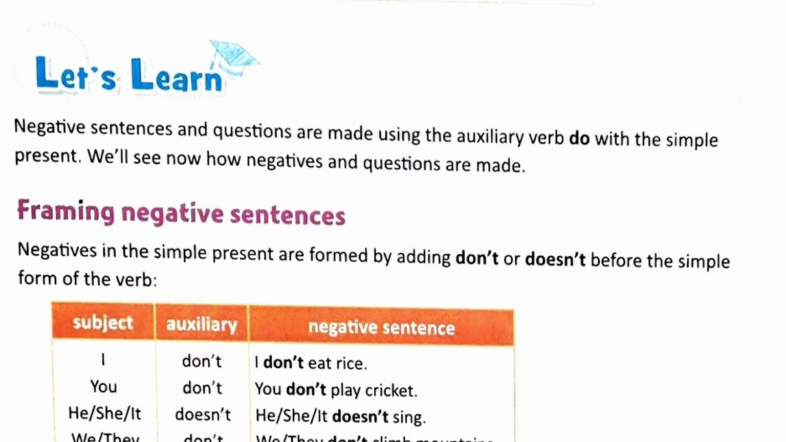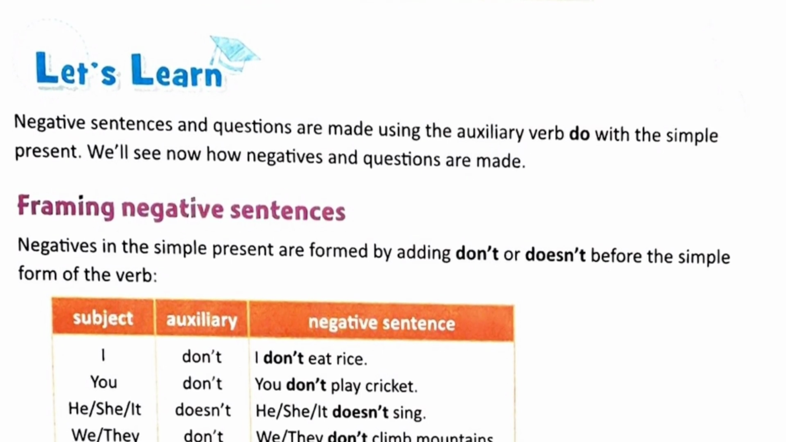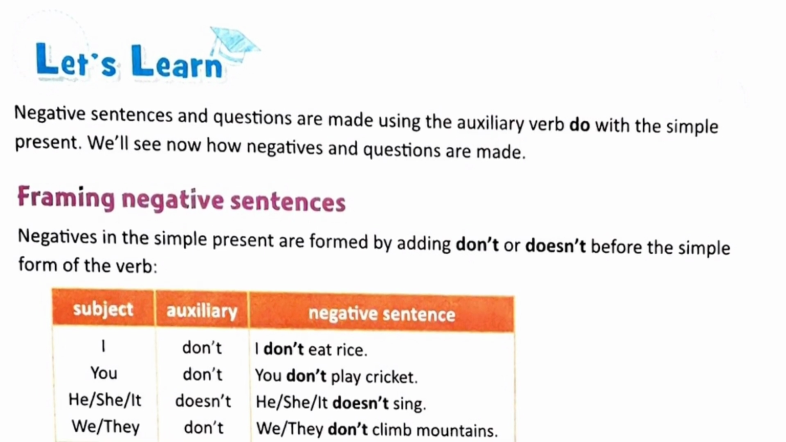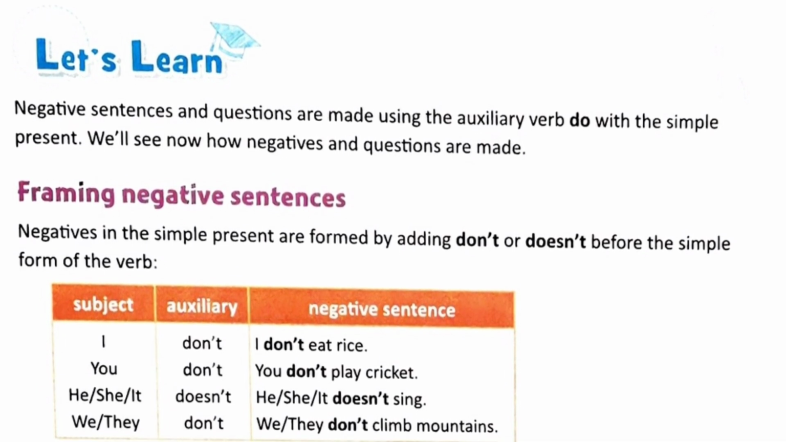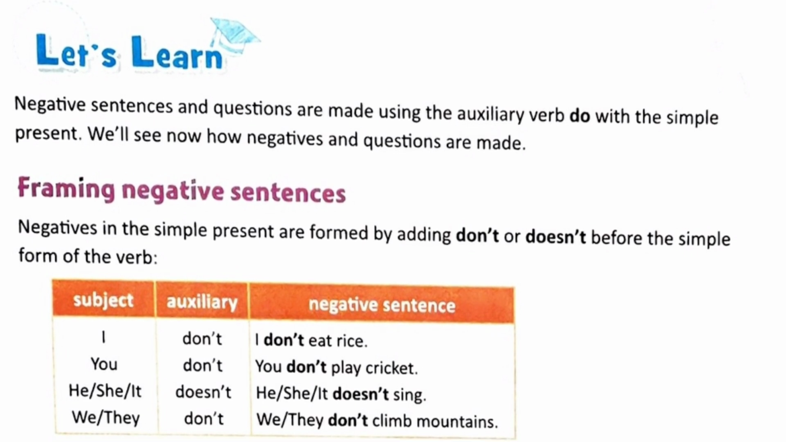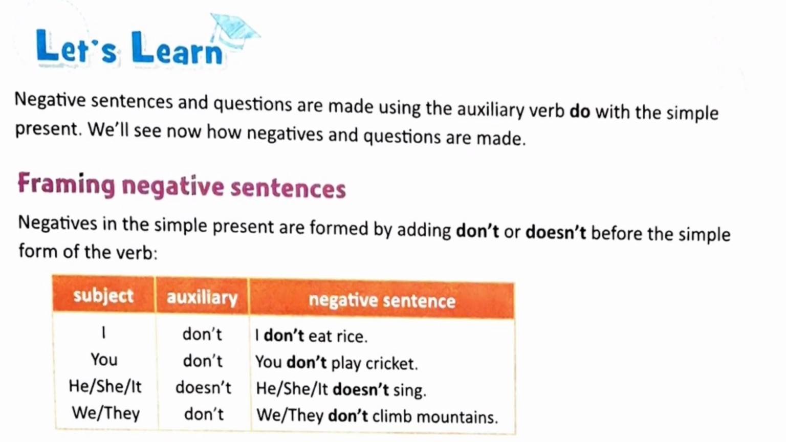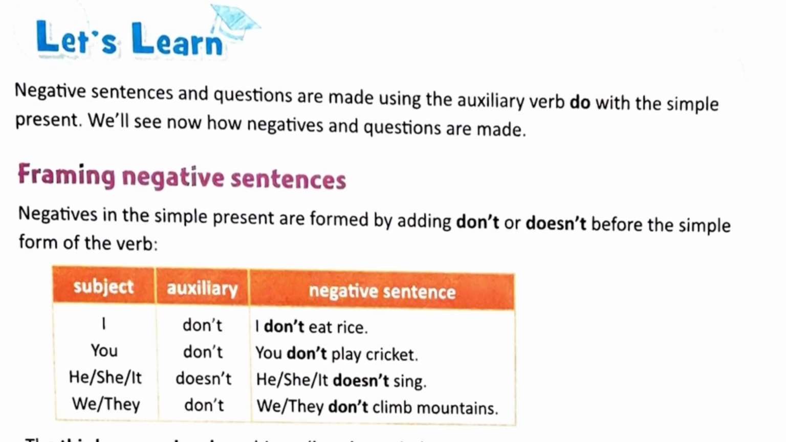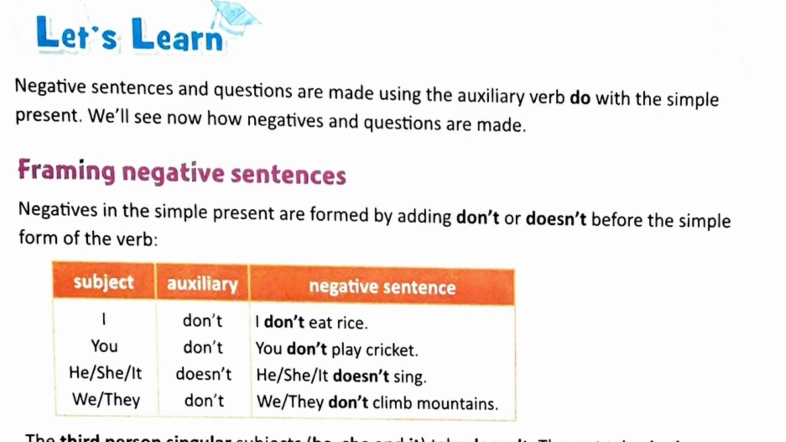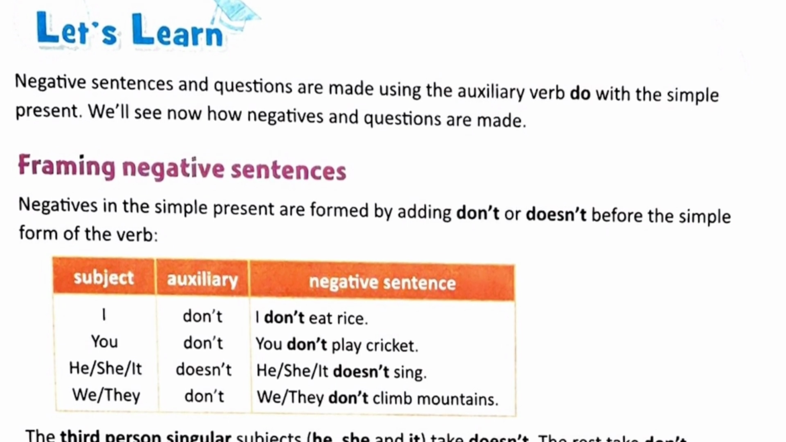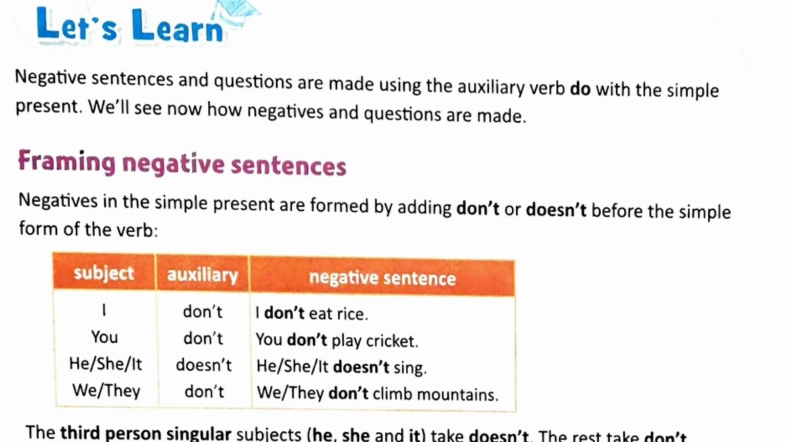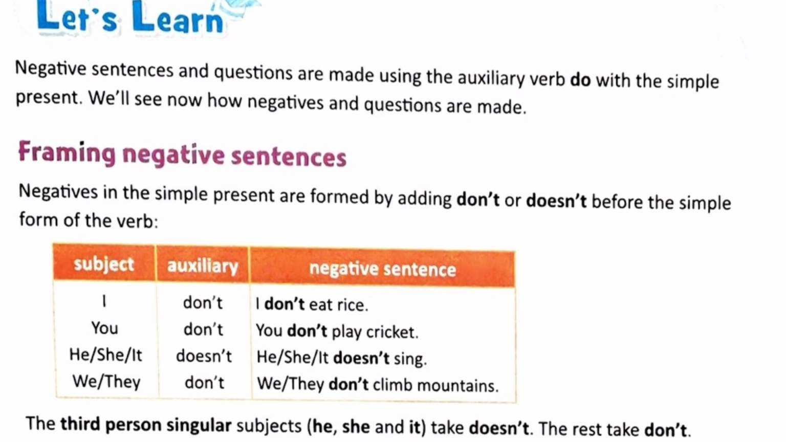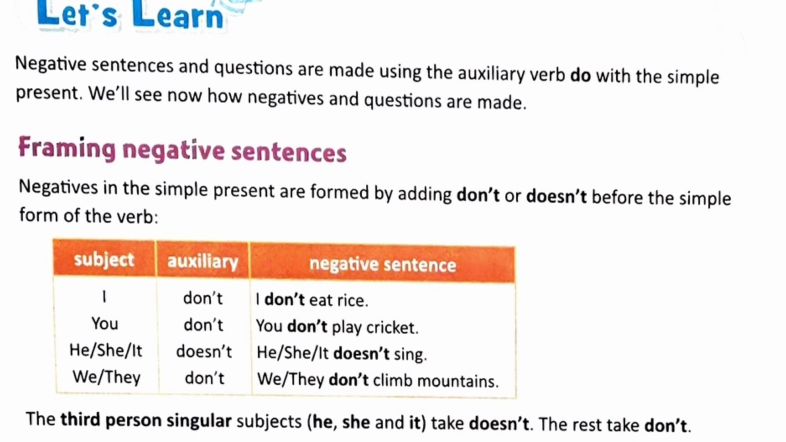Now we'll move on to the next section of this chapter, that is framing negative sentences and WH questions. So let's look at the let's learn section. Negative sentences and questions are made using the auxiliary verb do with the simple present tense. That is, we use the helping verb do or does to frame negative sentences and questions. We'll see now how negatives and questions are made. First, we'll learn about framing negative sentences.